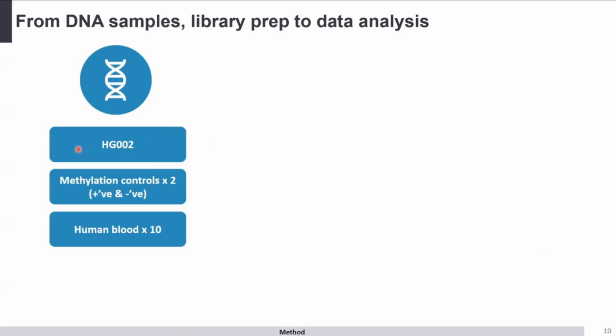Firstly, the Genome in a Bottle reference DNA sample, HG002, was employed to evaluate the performance of our custom-designed target panel. Secondly, we used methylation control samples that were derived from human whole blood and enzymatically treated, resulting in a high methylation control with over 85% methylation and a low methylation control with less than 5% methylation. Lastly, we ran 10 human blood samples. Blood samples were collected here at ANU from 10 participants aged from 25 to 76 years old.